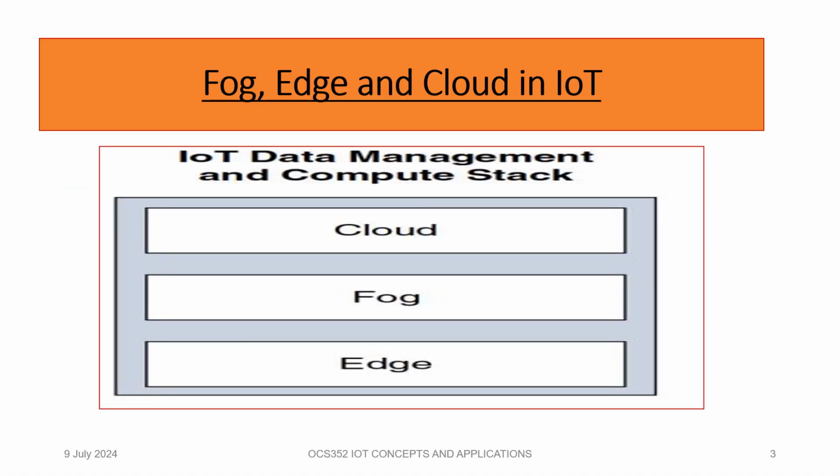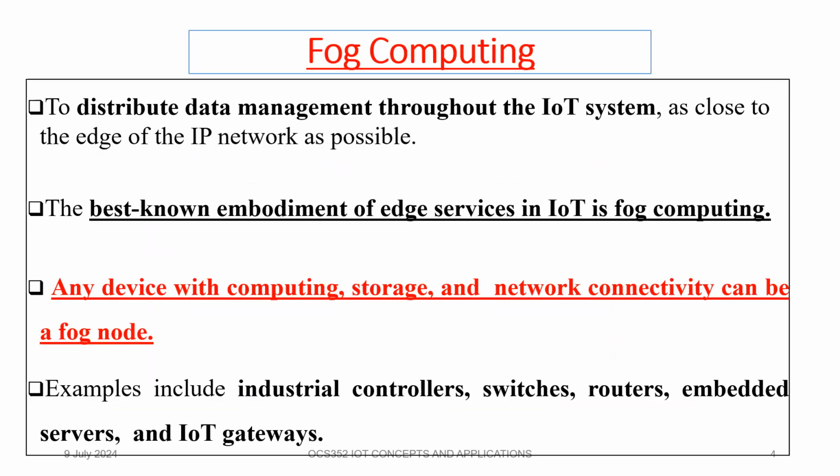Today, we are going to see about fog, edge, and cloud computing in IoT. The IoT database management stack contains fog, edge, and cloud computing. Fog computing distributes data management throughout the IoT system as close to the edge of the IP network as possible.